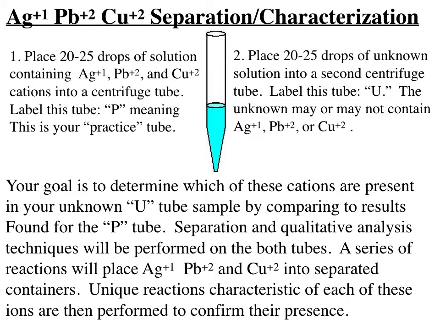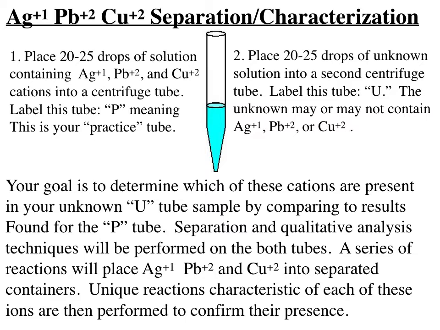The P tube is acting as our standard. We will note what results we get from various chemical reactions on the standard, and then we will compare that appearance to our unknown, which will tell us which of these ions may be present. Now again, the unknown might have no ions, it might have 1 of these ions, it might have 2 of these ions, it might have all 3 of these ions.